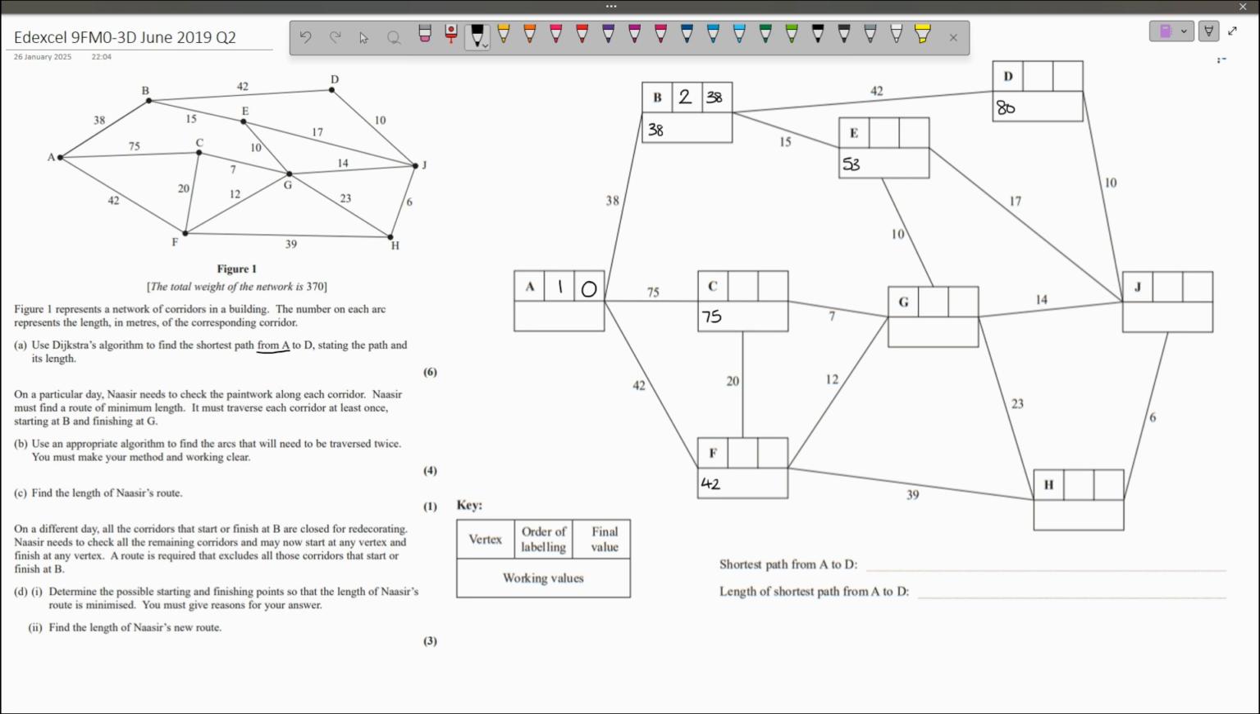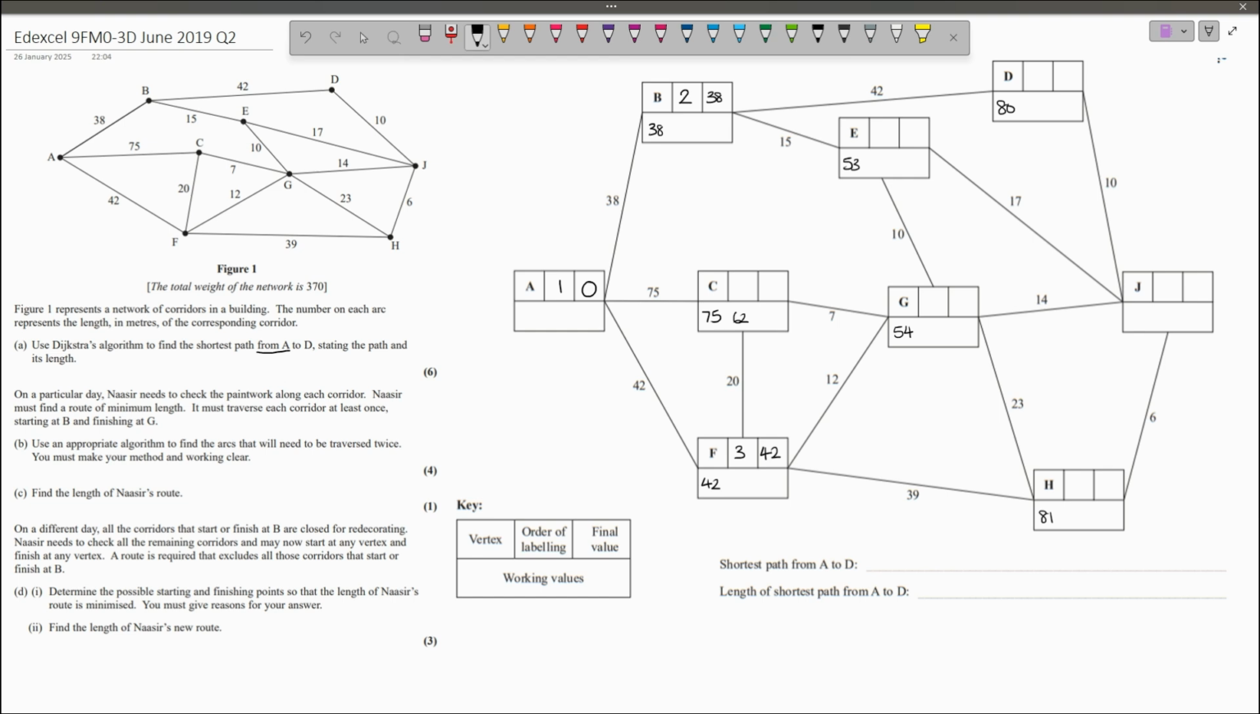So now I'm going to look at all the working values of vertices I've not visited, and of these, F has the smallest working value. So I'm going to visit F next. I'm visiting F third with a final value of 42. And I'm going to update all of the working values of vertices connected to F. So I'm going to get 62 for C, I'm going to get 54 for G, and I'm going to get 81 for H.